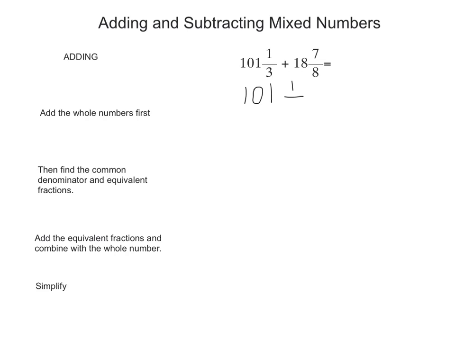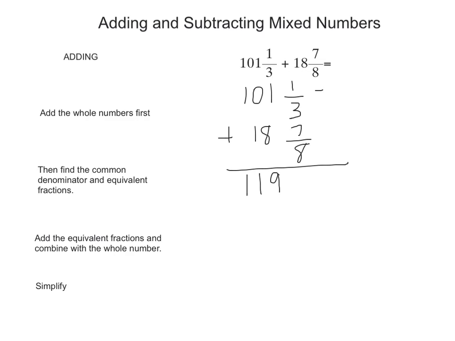101 1/3 plus 18 7/8. The first step is to add the whole numbers together. That's 101 and 18, which gives us 119. I do that instead of turning these into improper fractions because it'll be a larger number and that gives us more room for error. So it's easier just to go ahead and add the whole numbers first.